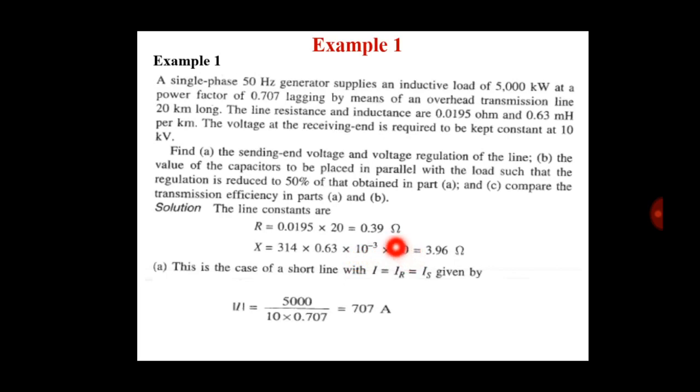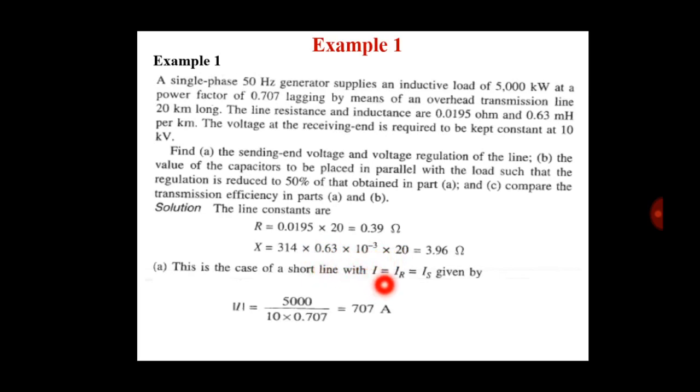because 20 is our length. Okay, X is equal to 2 pi FL. So we put the values of 2 pi and L, and X equals 3.96 ohm. This is the case of a short transmission line.